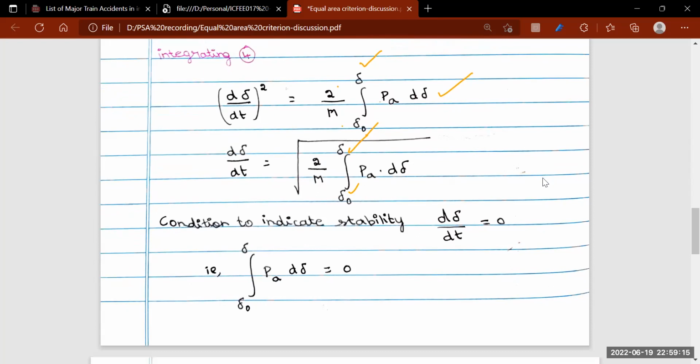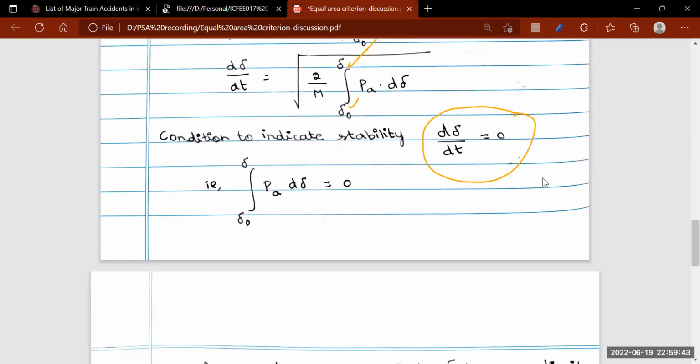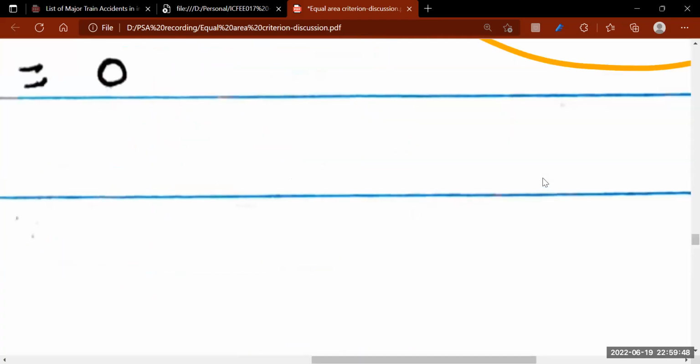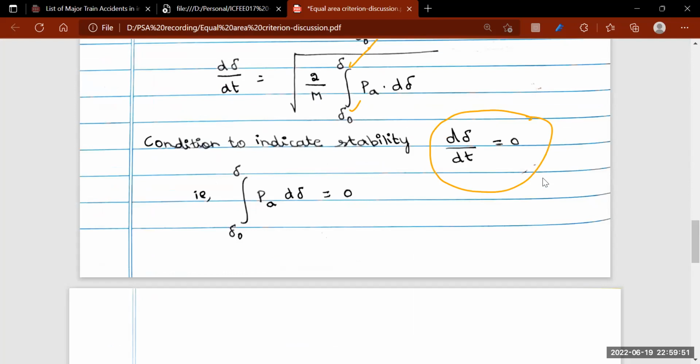Now, what is the condition for stability? There should not be any deviation in angle with respect to time. And if my load angle remains constant, I can say that my machine, my power system, is under the steady state operating condition. So the condition for stability is dδ/dt equal to 0.